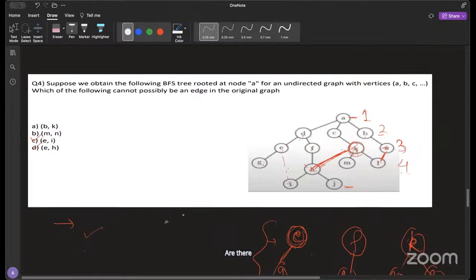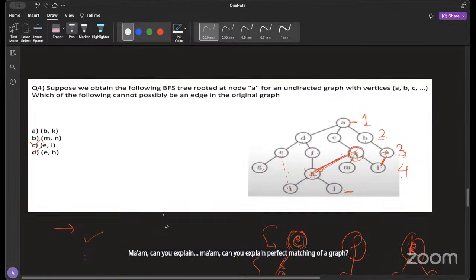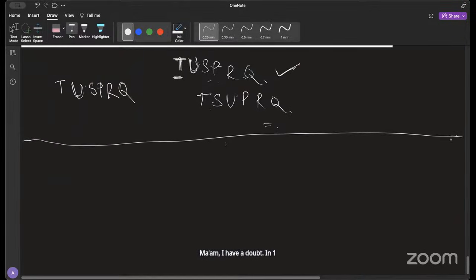Are there any other questions from anywhere on the portal? Ma'am, can you explain the graded assignment? Ma'am, can you explain perfect matching of a graph? Ma'am, I have a doubt in one question from the practice assignment. Which question? Question number 5.